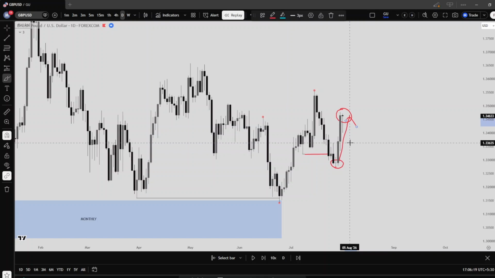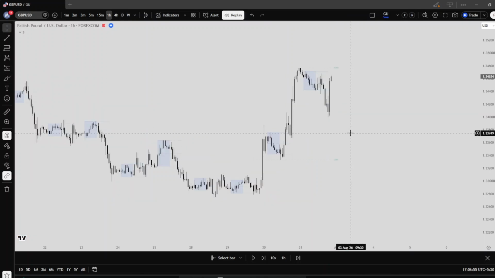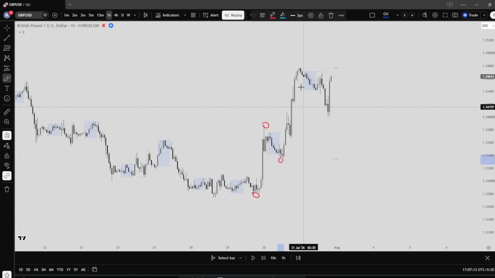Next I move to the H1 time frame. I use the H1 time frame to confirm my daily bias and to mark the market structure. As you can see here, the market is continuously making new higher highs. This tells me the market structure is currently bullish, which is perfectly aligned with the daily bias.